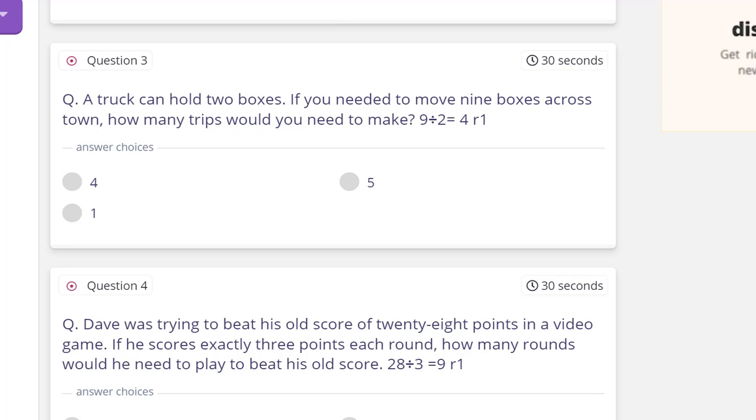Okay, Muhammad, a truck can hold 2 boxes. If you need to move 9 boxes across town, how many trips would you need to make? So we should divide 9 by 2 to get the number of trips. So in this case, 9 divided by 2 equals 4, and we have 1 left over. How many trips do we need? 5. Can you explain?